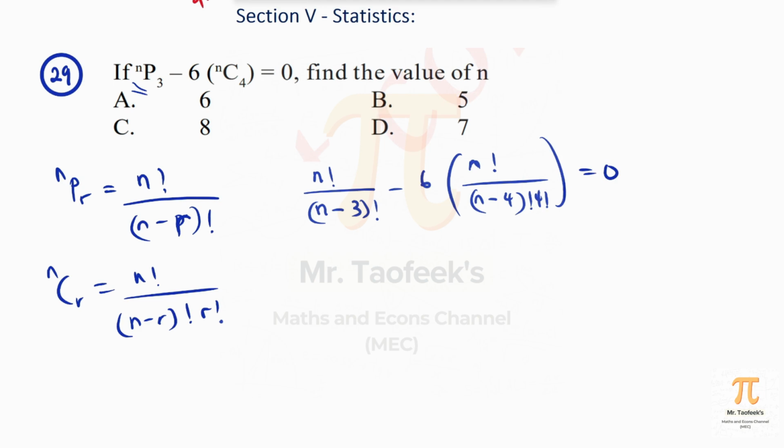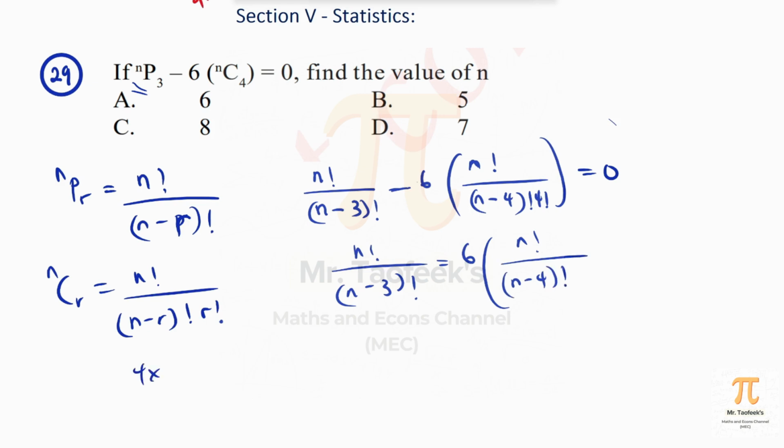So what can we do here? We can move the minus 6 term to the other side just to make things work really fast. So n factorial over (n minus 3) factorial is equal to 6 times n factorial divided by (n minus 4) factorial times 4 factorial. 4 factorial just means 4 times 3 times 2 times 1. 4 times 3 is 12, 12 times 2 is 24. So times 24.